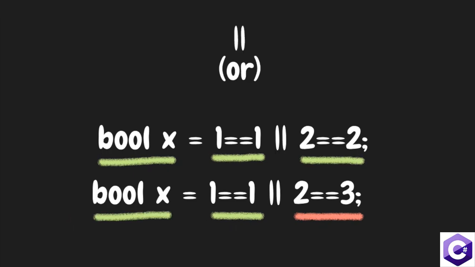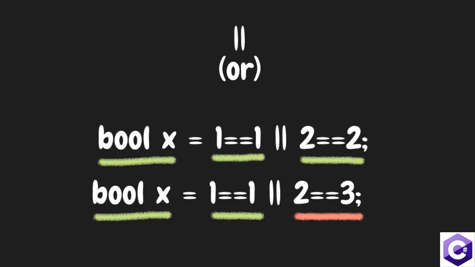Then we have the double pipe operator, which is the OR operator. This one will return true as long as one of the statements on the left or on the right is true. It only needs one, unlike the AND operator that needs both to be true. So let's create the same examples. 1 equals 1 or 2 equals 2 will of course return true because both sides are true. Now what happens for 1 equals 1 or 2 equals 3?